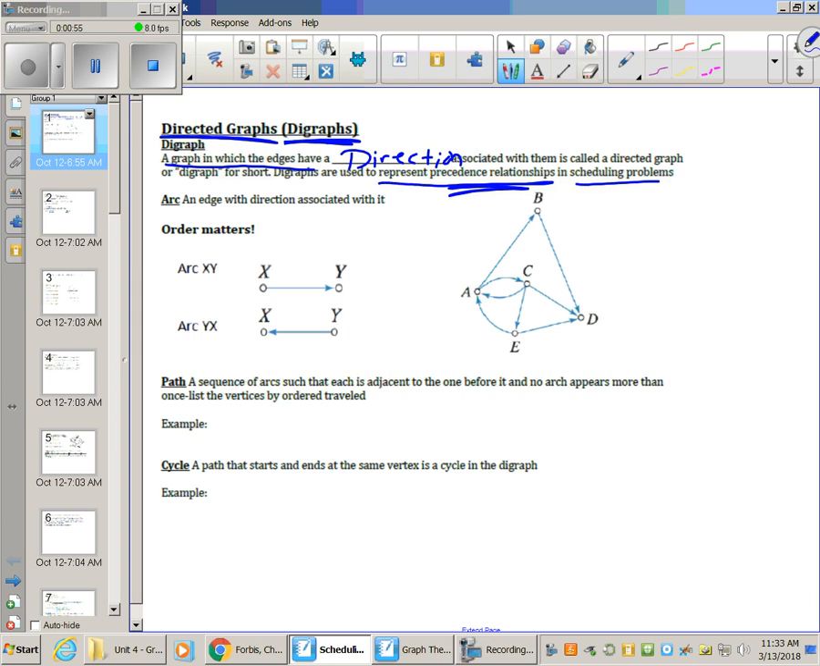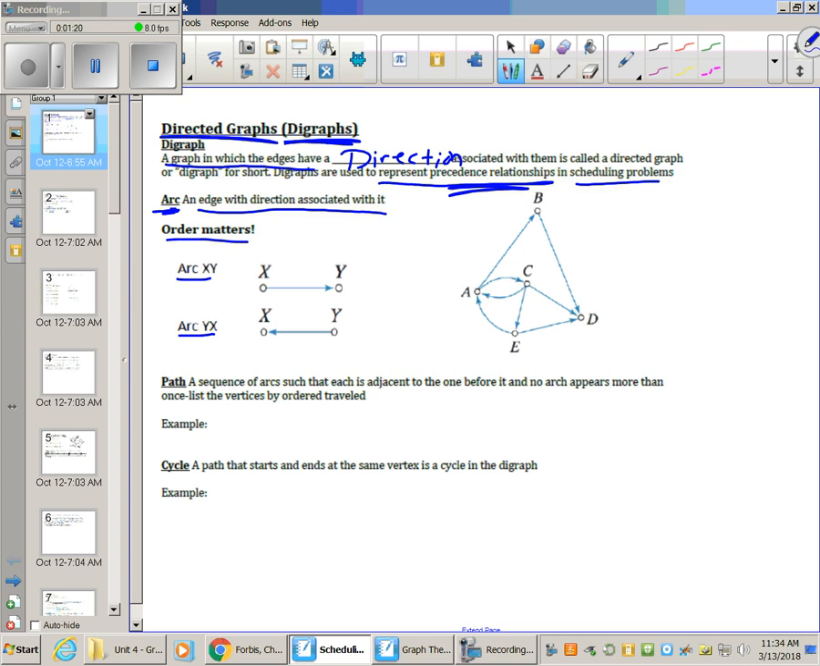Okay, so now instead of the edges being called edges, they're called arcs. That is simply just an edge with a direction associated with it. Now previously it didn't matter how we said an edge. We could say edge AB or BA and it would mean the same thing. But now when we're talking about arcs, order matters. Okay, so like arc XY and arc YX are two separate things.